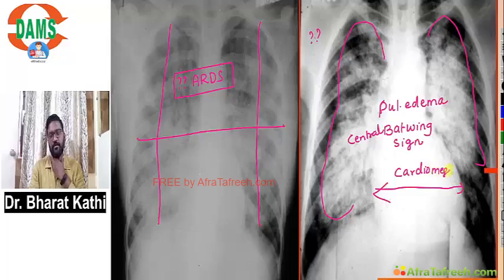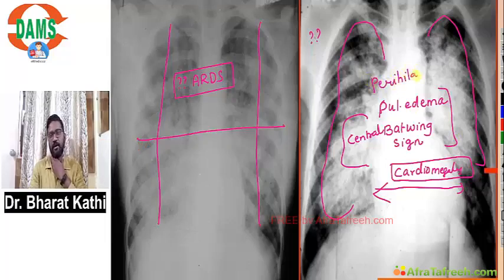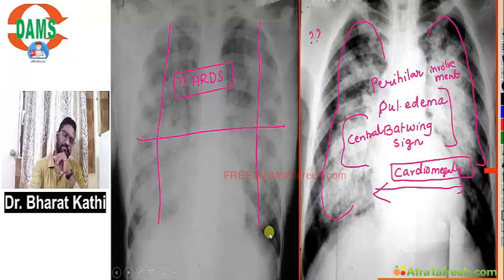The examiner will ask you, how do you differentiate ARDS and pulmonary edema? In pulmonary edema, the infiltrates will be more perihilar. So you will have more perihilar involvement with central bat wing sign with cardiomegaly. So I am asking just on chest X-ray, why is this not ARDS? Because you can see central bat wing sign, more perihilar involvement with cardiomegaly.